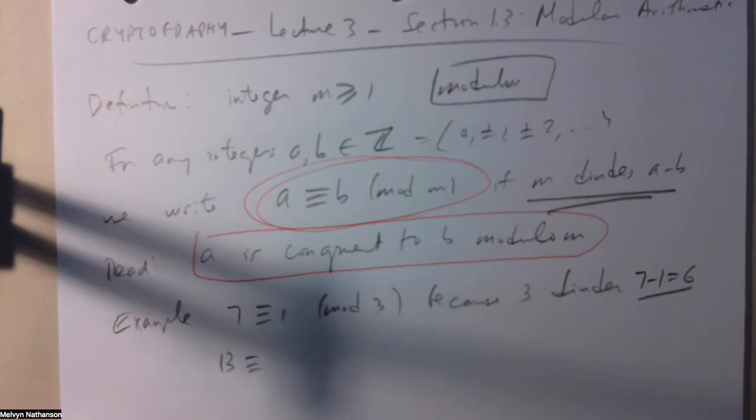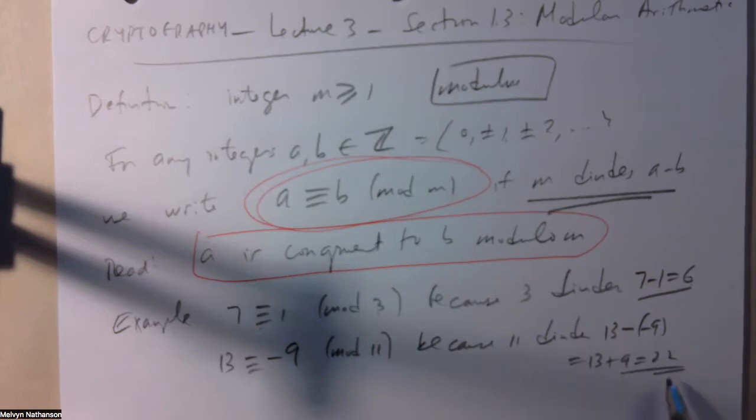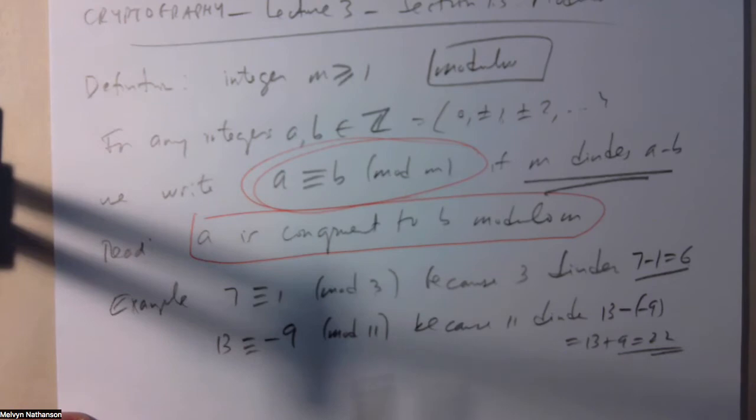13 is congruent to minus 9 mod 11 because 11 divides 13 minus minus 9, which is 13 plus 9, which is 22. 11 divides 22, so 13 is congruent to minus 9 mod 11.